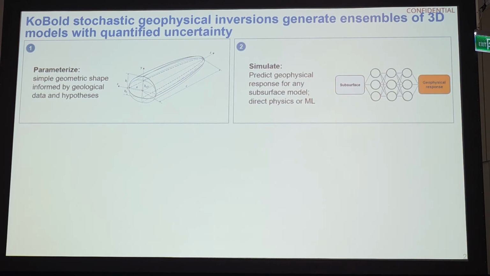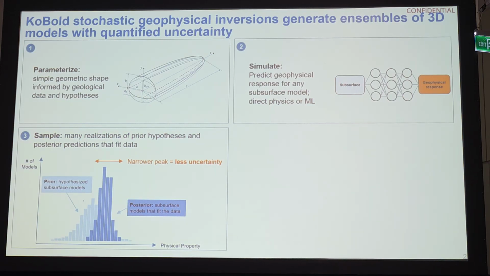Once we have some way of describing the subsurface, we need a simulator. We can do this with a direct physics simulation. Build a physical property model based on our parameters, and then compute the gravity, magnetic, EM response, whatever it is that we want to look at. Or we can use a machine learned surrogate model, where we train up a machine learning model to predict that physics-based response. Today I'm just going to show you direct physics simulations.